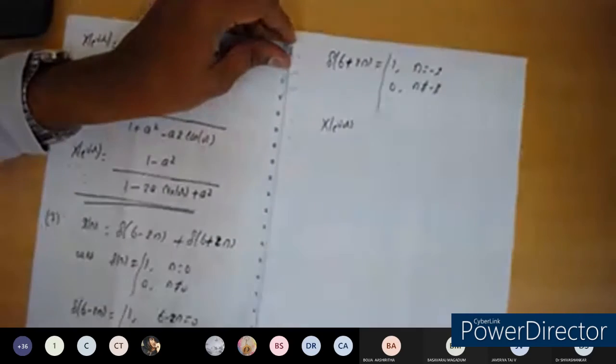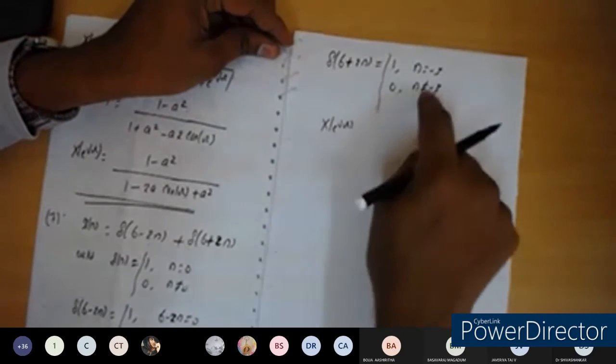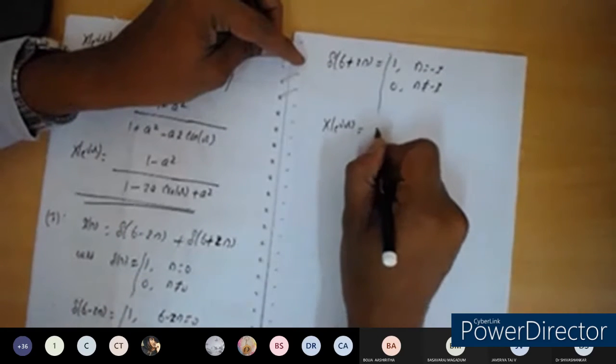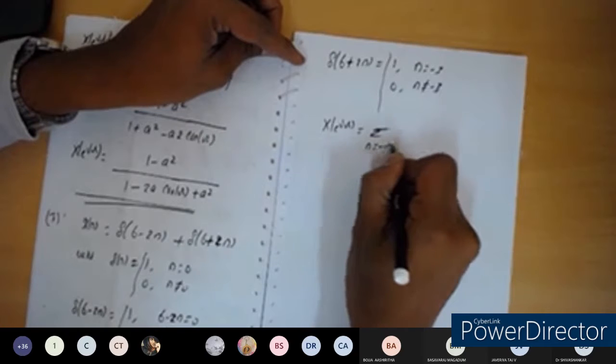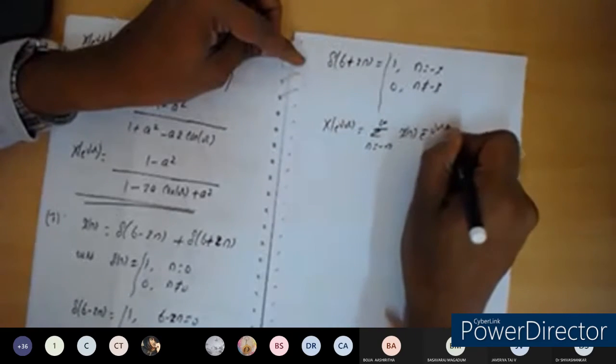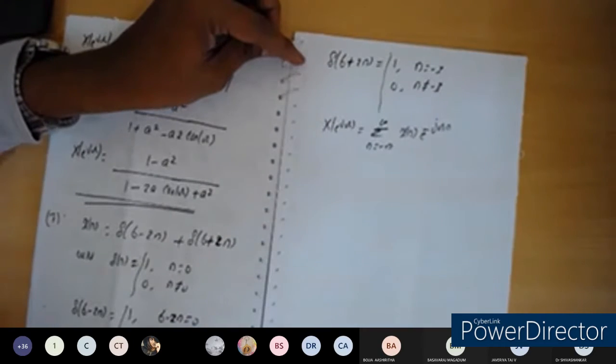Okay. So now once we find the impulse function delta of this one, then we can easily find the Fourier transform for this one. Let us write the Fourier transform formula. It is the summation n equal to minus infinity to plus infinity of x of n into e to the power of minus j omega n.